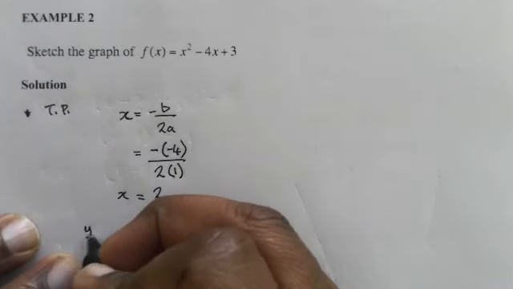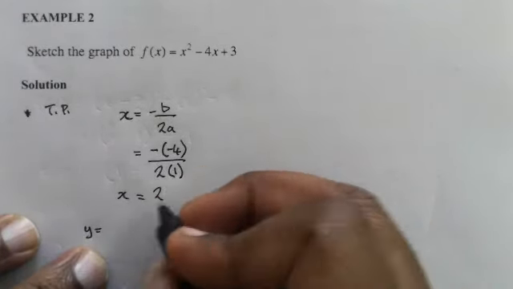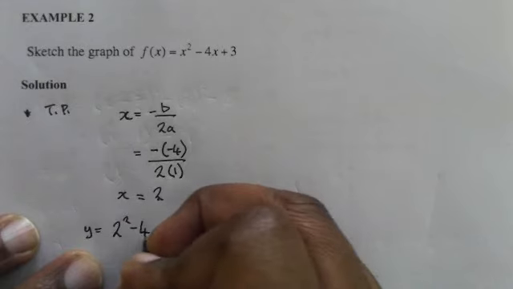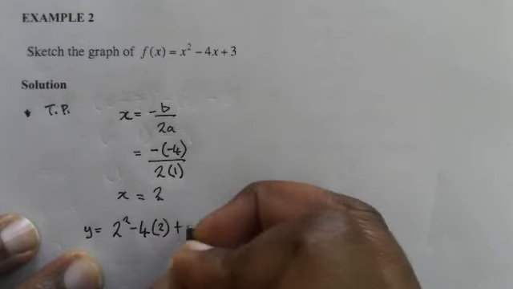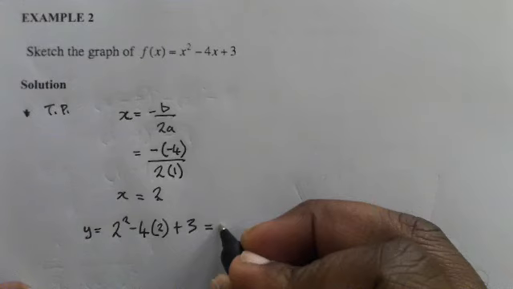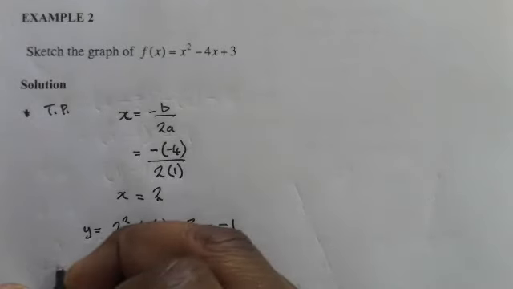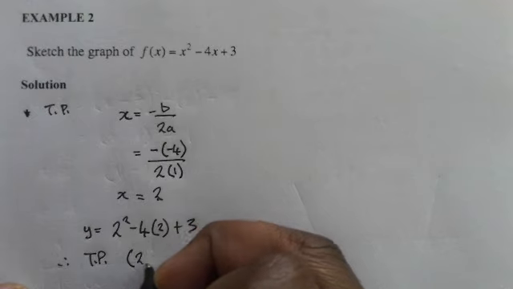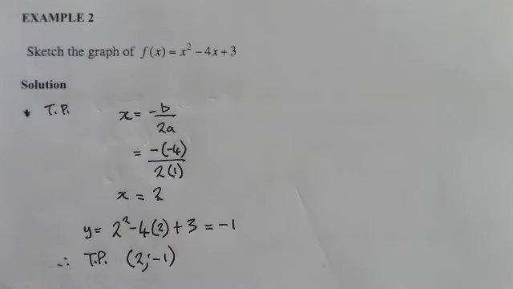And if I now want to find the y coordinate, all I'm going to do is take this 2 and substitute it into the equation. So I'm just going to say 2 squared minus 4 by 2 plus 3. And what do you get? Negative 1. Okay, so basically what that means is that my TP is x equals positive 2 and y equals negative 1.